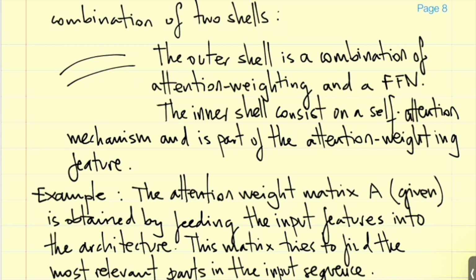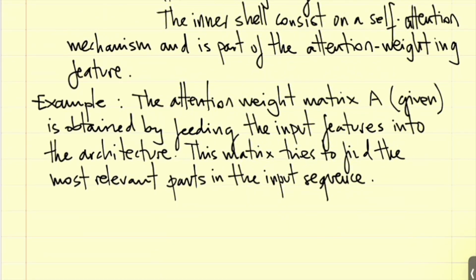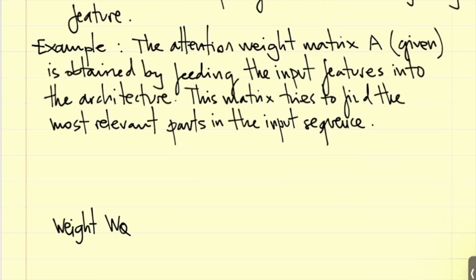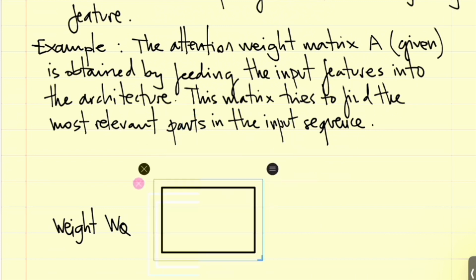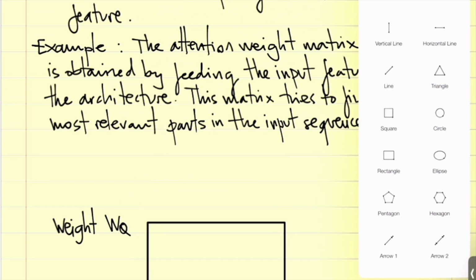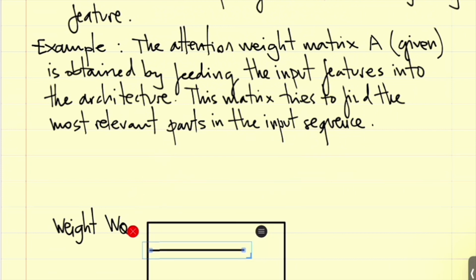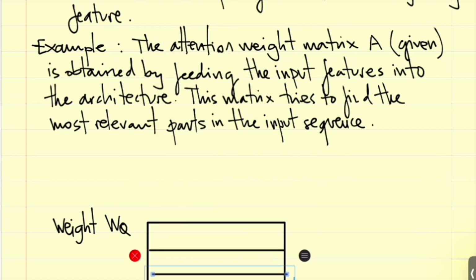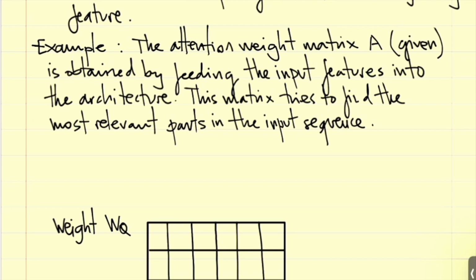So, how do we get it? First, we get a weight W sub Q matrix, okay, which is given. Something that we will update later with the backpropagation and so on, okay. Let's say 3 by 3. Or no, 3 by 6, sorry. This is W sub Q, and then I have here 1, 1, 1, 1, 1, 1, 1, and then 0, 0, 0, 0, 0, 0, 0, 0.